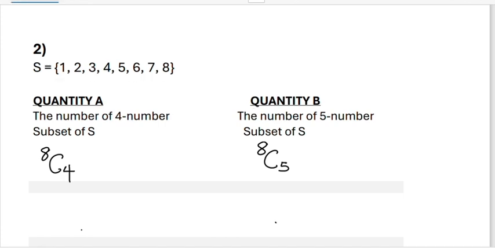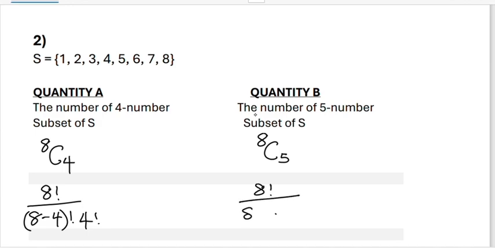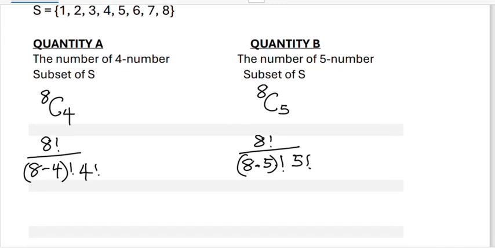Alright, so let's do this. So 8 combination 4 is simply 8 factorial over (8 minus 4) factorial times 4 factorial. And on the right-hand side, this is 8 factorial over (8 minus 5) factorial times 5 factorial. This is simply 8 factorial over 4 factorial times 4 factorial, and this is 8 factorial over 3 factorial times 5 factorial.